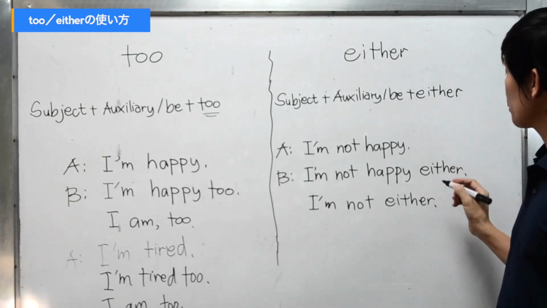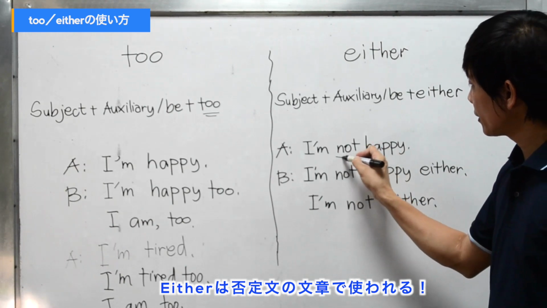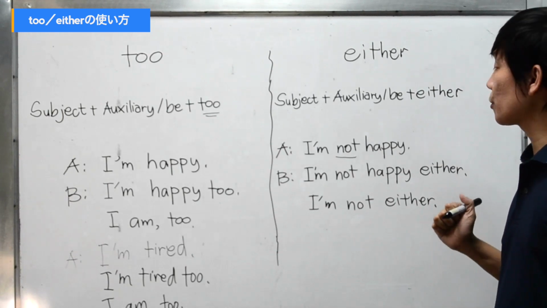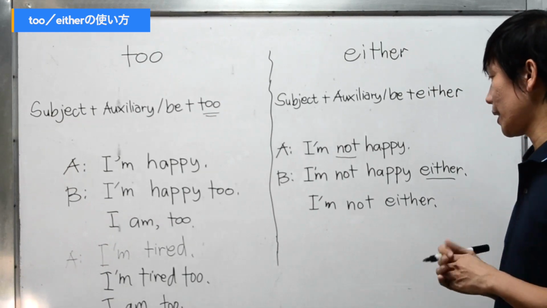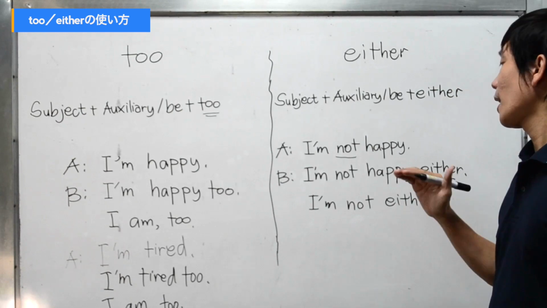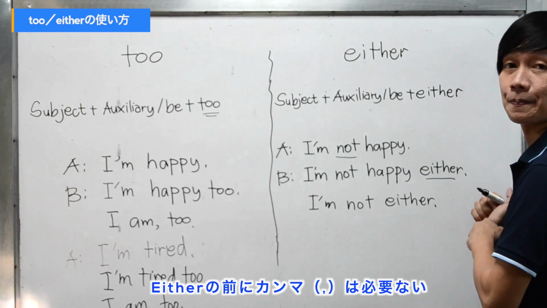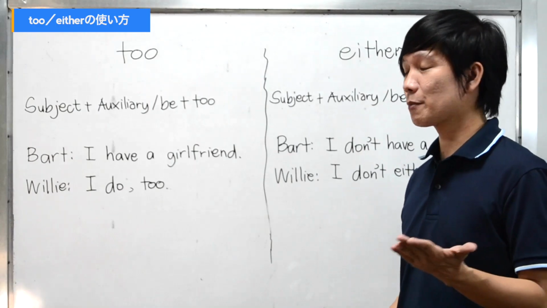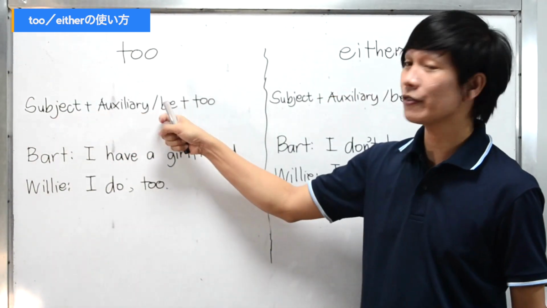So remember, we use either with the negative statement. So this word not here makes this statement negative. So that is why we use either, not too. Remember that. So you can either use this one or the shorter form, I'm not either. So here you don't need to put a comma. Just in too we need to use a comma. The examples that I gave you were just subject plus be verb plus too.